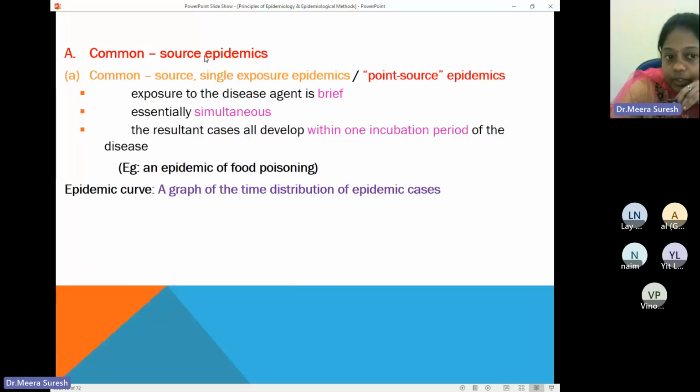So these are the features of the common source epidemic in which there is a single exposure. So there is one point, a point source epidemic. There is a single exposure. Once only you got exposed, and that exposure was very brief, and all the cases occurred within one incubation period and almost simultaneously. So the best example will be a case of food poisoning. Then we can draw the epidemics using certain curves, and that we call an epidemic curve. It is a graph of time distribution of epidemic cases.